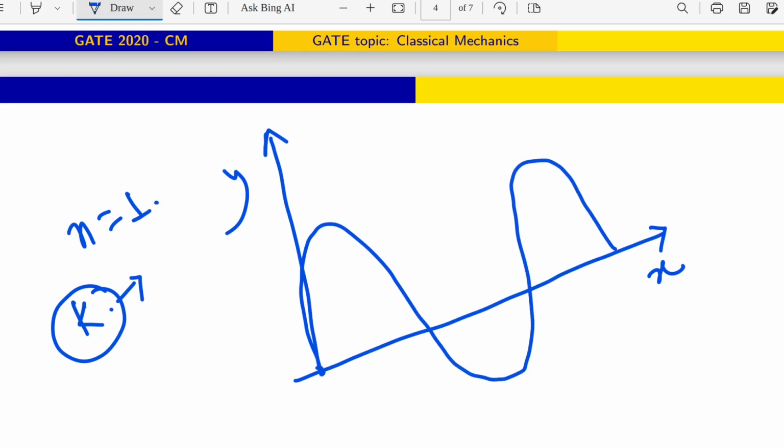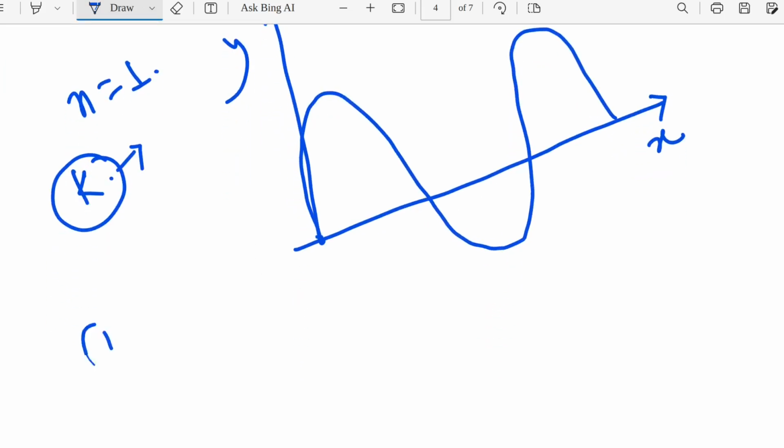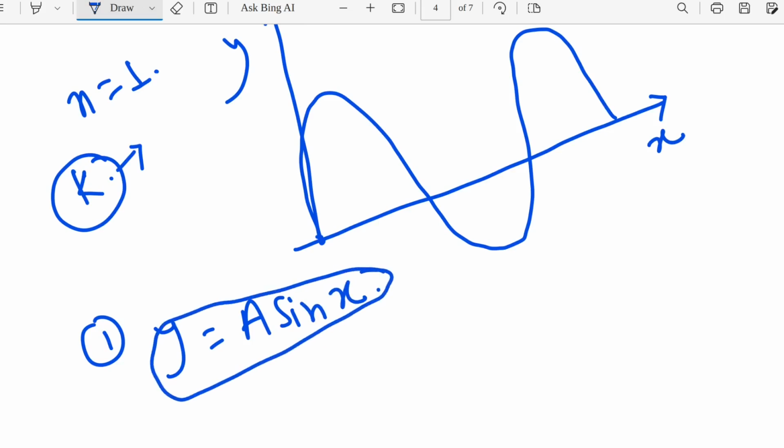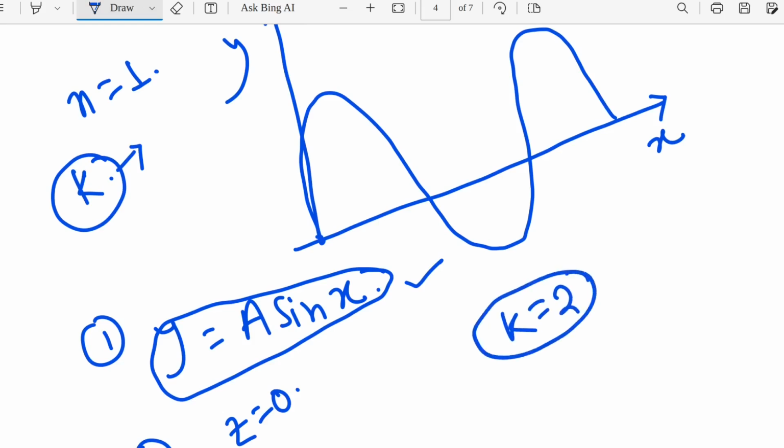The first constraint is that the particle should move along the path y equals, let's say, a sin x. So it should move according to that expression. The second constraint is z equals 0, because the particle is moving in the xy plane only, along the sinusoidal path, and there is no z-axis motion. So z equals 0 is one constraint, and y equals a sin x is the other. That means there are two constraints for that system.